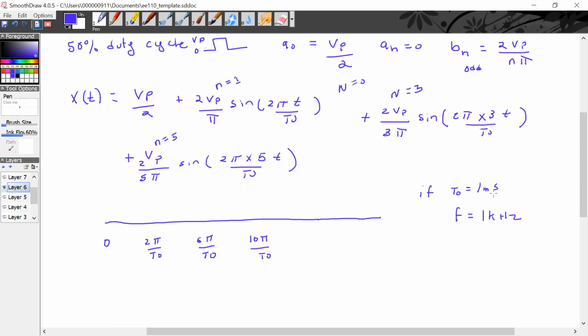So if t naught equaled 1 millisecond and we wanted the frequency, just so we know, that'd be 0, 1 kilohertz, 2 is missing, 3 kilohertz, 4 is missing, 5 kilohertz. All right, DC is DC. And so we have A naught is VP divided by 2.